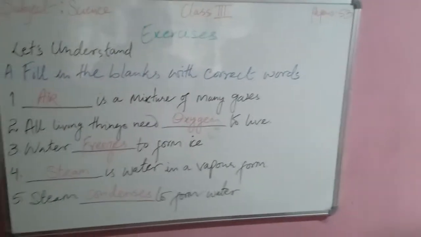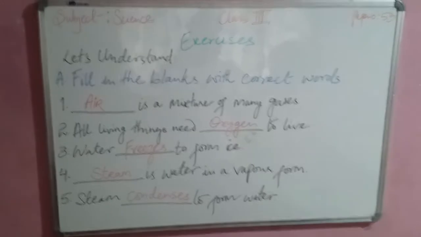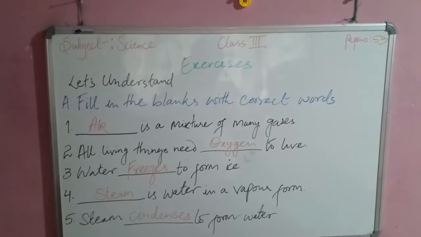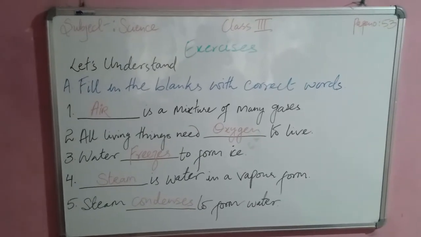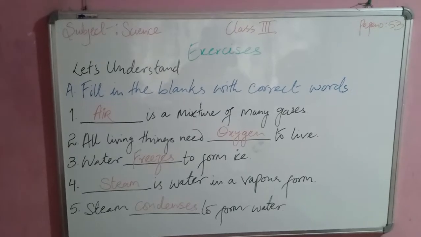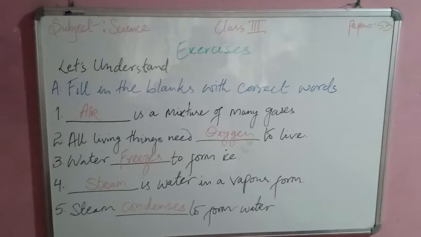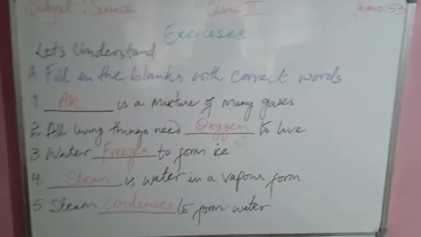So let's understand the objective type questions. The first question, from question A, fill in the blanks with the correct words. The first question is, dash is the mixture of many gases. They have given two options, water and air. So air is the mixture of many gases.